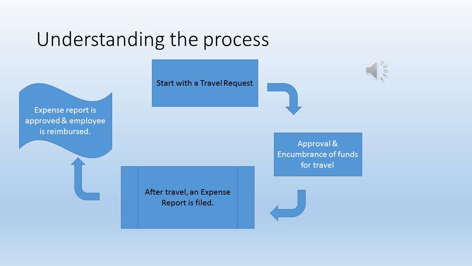You started with a travel request that was already created and approved. Then you went on your trip. Now that you've come back, you need to file an expense report. That expense report will be tied to that initial travel request. Once your expense report is reviewed and approved, then you'll be reimbursed.